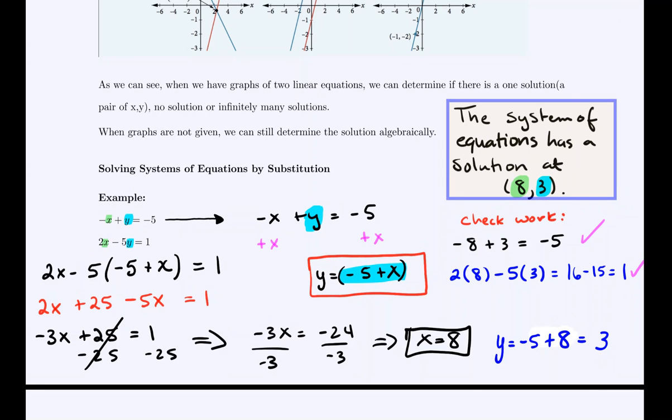Now the method we used here is called the substitution method because we solved for one variable and then we substituted that equation into the other. So that's why it's called the substitution method.